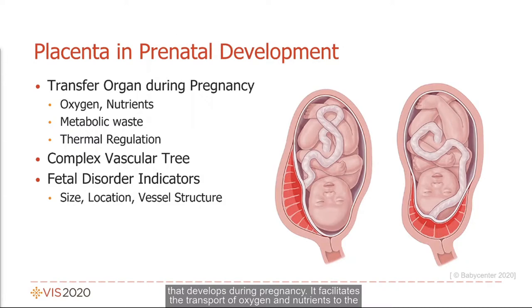It facilitates the transport of oxygen and nutrients to the fetus and of metabolic waste products back to the mother through a complex vascular tree. As the main connection point, pathological problems of the placenta can have serious and sometimes fatal consequences for the fetus. Such pathological conditions can in some cases be spotted with medical imaging. Factors like size, location, and structural anomalies can indicate the need for medical intervention.